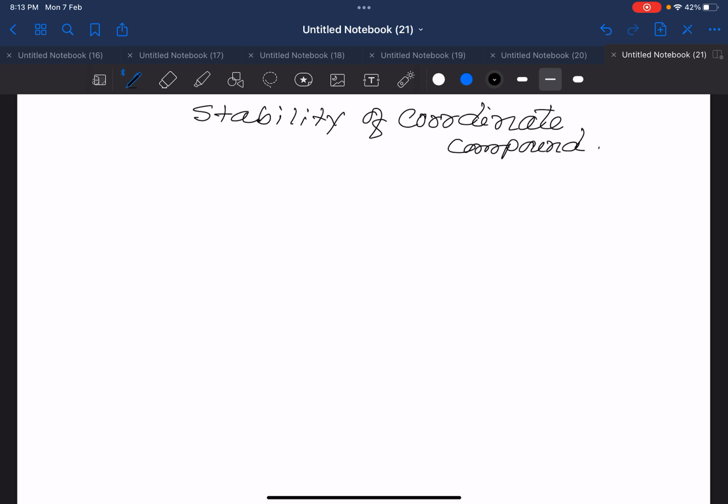Now the stability of coordination compound can be explained by knowing their stability constant. स्टेबिलिटी कांस्टेंट पता करने से अपने को पता चल जाएगा कि ये कोऑर्डिनेट कंपाउंड कितना स्टेबल है. It is governed by metal and ligand interaction.